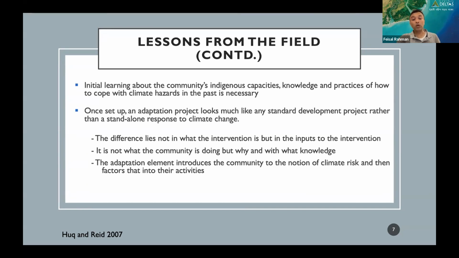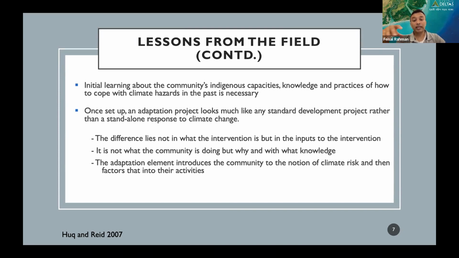And as I mentioned, once a CBA project is set up, it very much looks like a standard development project as opposed to a standalone response to climate change. The difference really is not so much what intervention is being implemented, or what sort of input is given to that intervention, but what the community is doing and why they're doing it, and with what sort of knowledge.